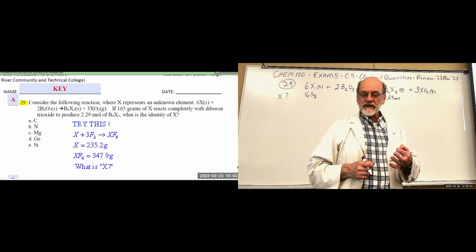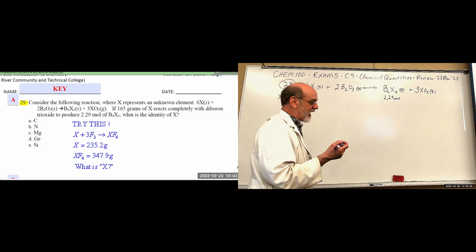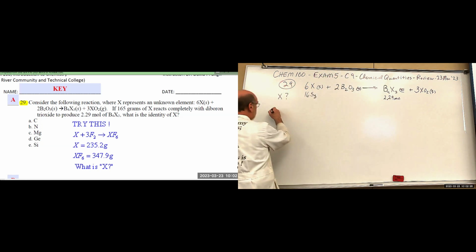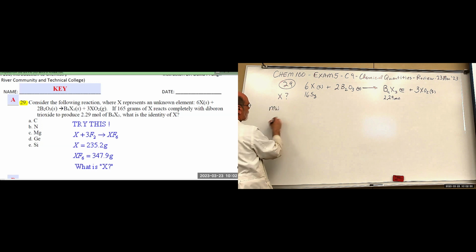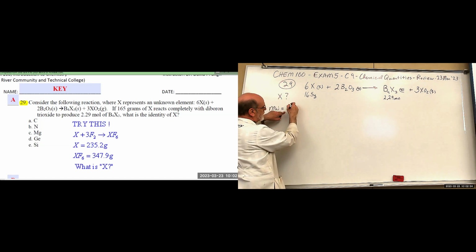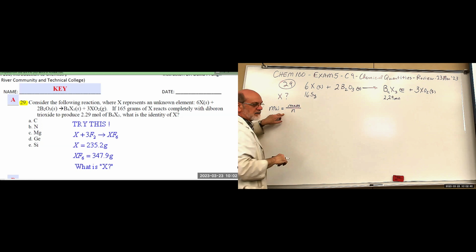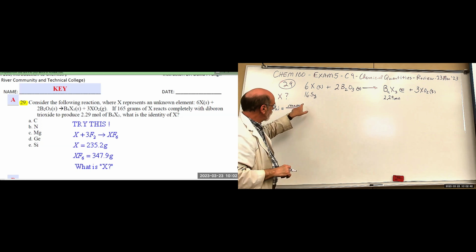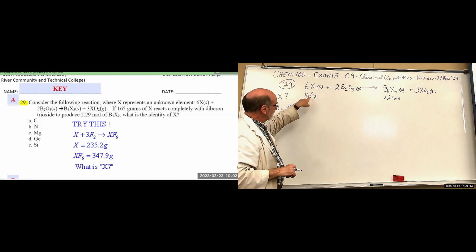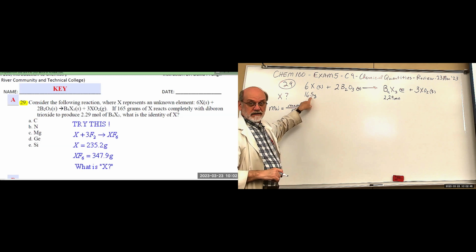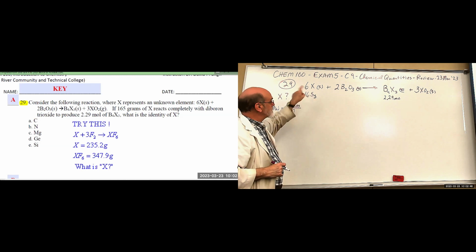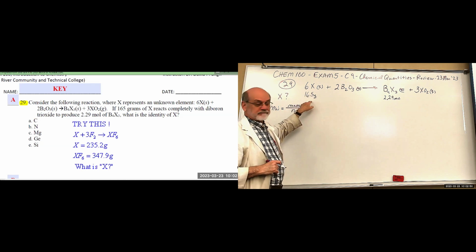So what do we need to know to calculate the molar mass? Right? This is my abbreviation for molar mass, molecular weight. Molar mass is the mass of the element per mole. So we need to know the mass and the moles. We got the mass right there. We just need to find out how many moles that represents.